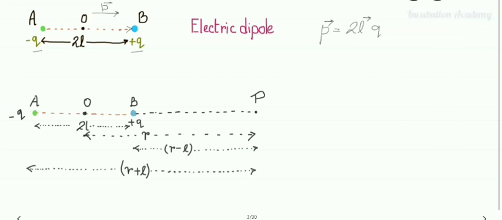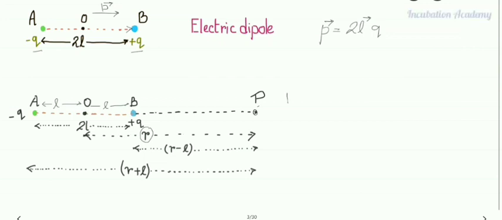Now, this point O can be considered as the midpoint of A and B, and the separation between O and B is L, and the separation between A and O is also L. If I want to find the electric potential at the point P due to this electric dipole, which is at a distance r, from O to P, that is, at any point on the axis of the dipole, then we can get it.